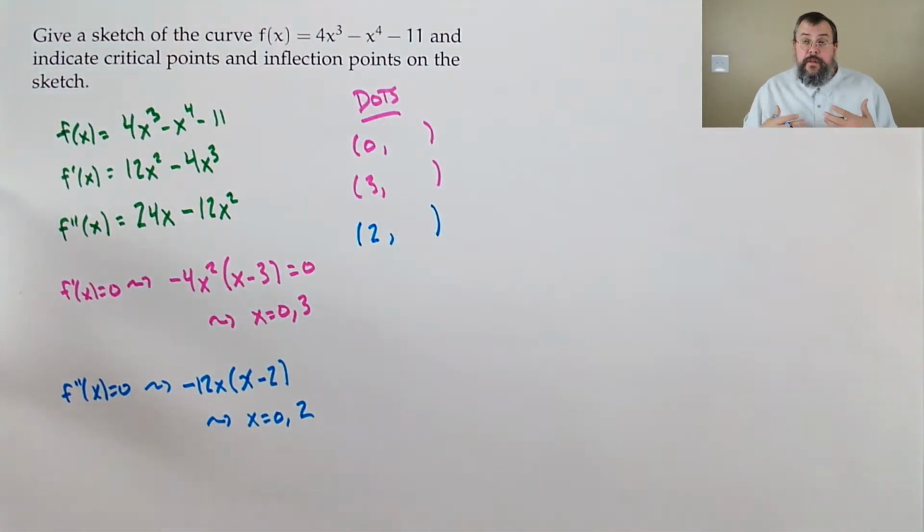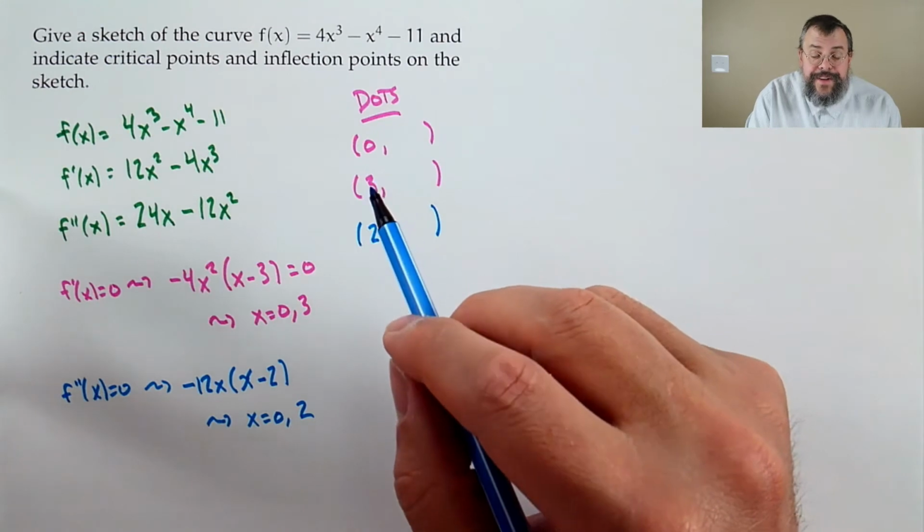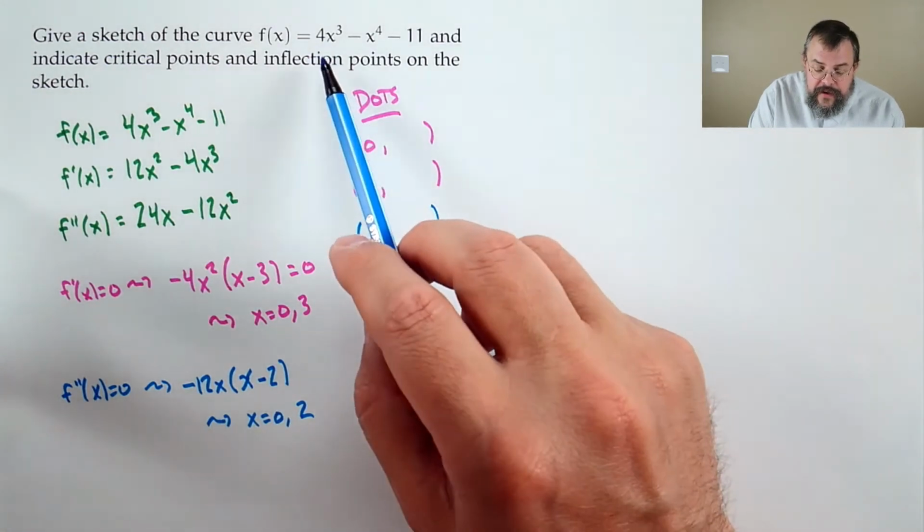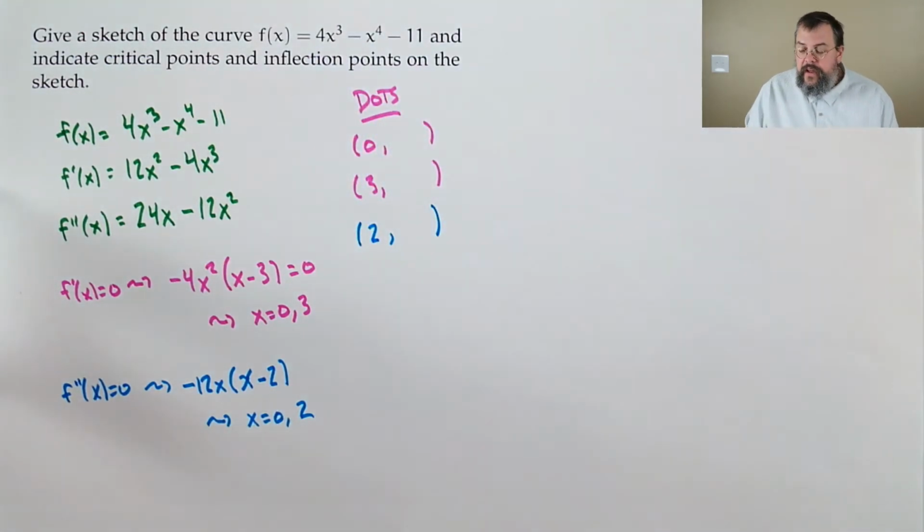So when it comes to plotting this function, we really have 3 key points that we're going to need to understand. So let's figure out what the y coordinates are for these points. We've so far found the x coordinates. So 0 is the easy one. When you plug in 0, you get 0, 0, minus 11. And therefore, our y coordinate is going to be minus 11.